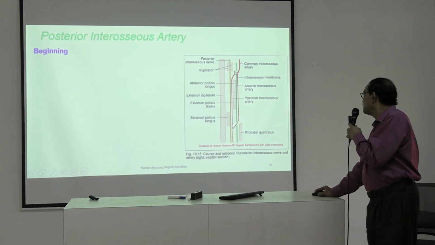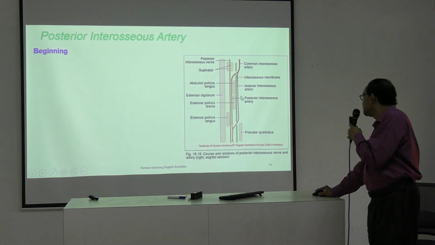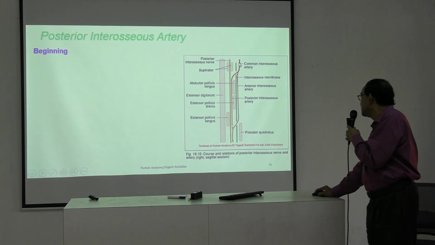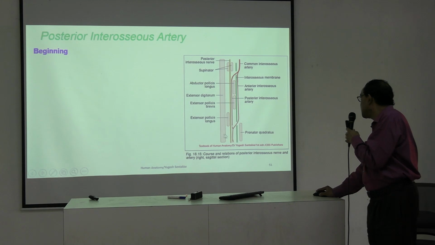Now we know this is the interosseous membrane. From the lateral side we are seeing this is a common interosseous artery. It divides into anterior and posterior interosseous artery, and this is the posterior interosseous artery, and ultimately it forms a network which is called the dorsal carpal network over the posterior interosseous membrane.